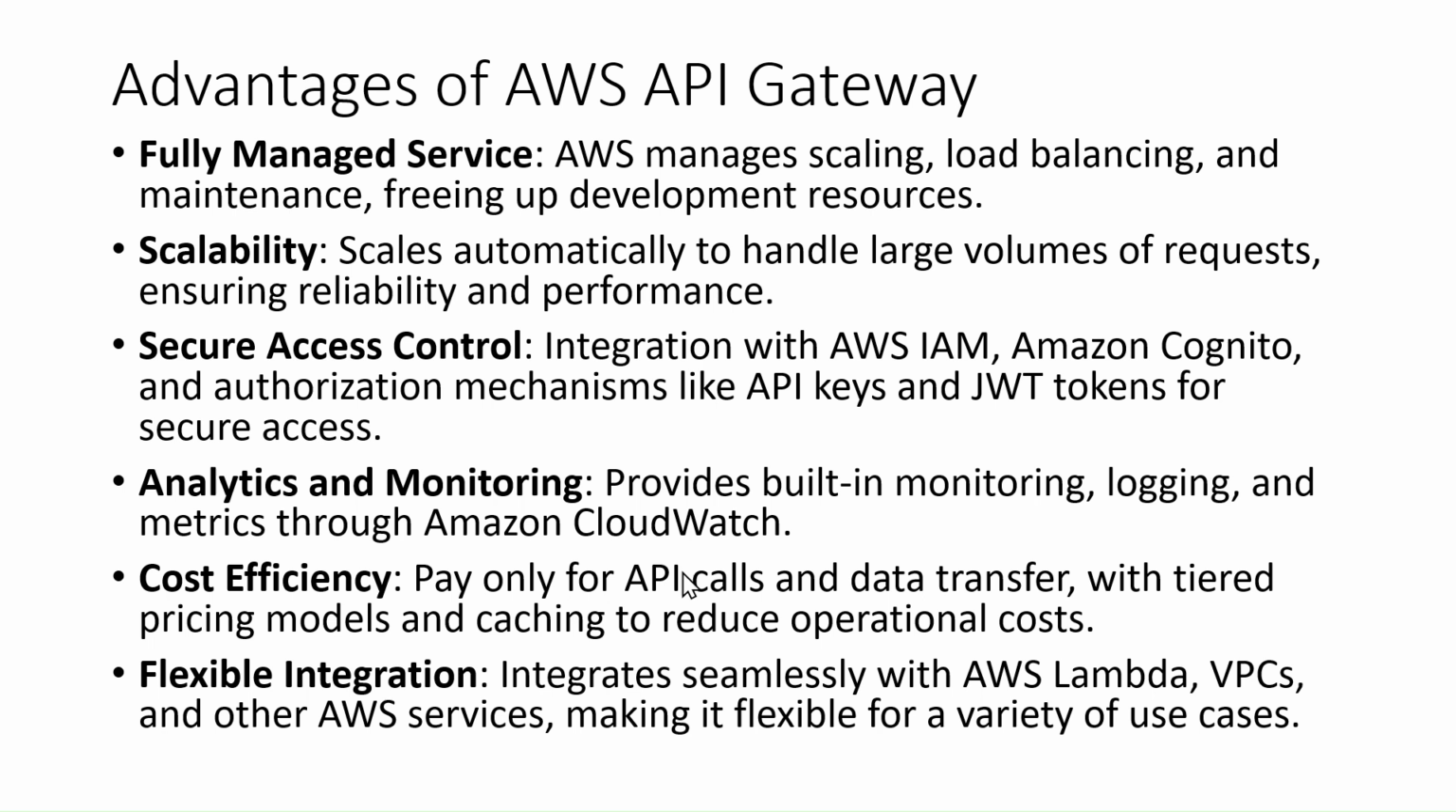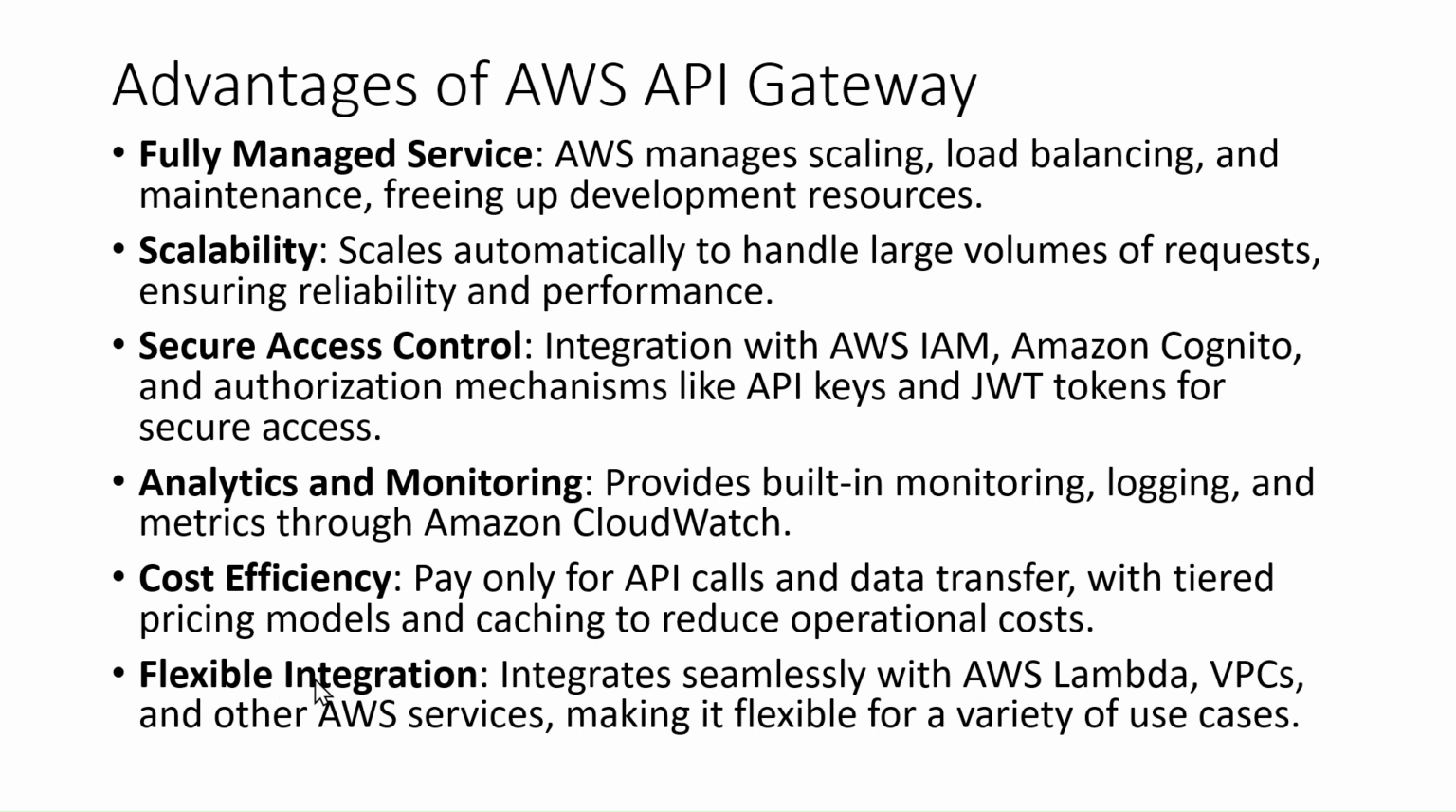Cost effective. Here we only make payment, or get billed, for the events or the triggers we pass, right? So you pay only for the API calls and the data transfer, with a right pricing model and caching to reduce the operational cost. So if your applications or the problem statements are not being used for 5 hours, you need not pay any money to AWS, unless it is active, that is, if any transactions are happening, right?